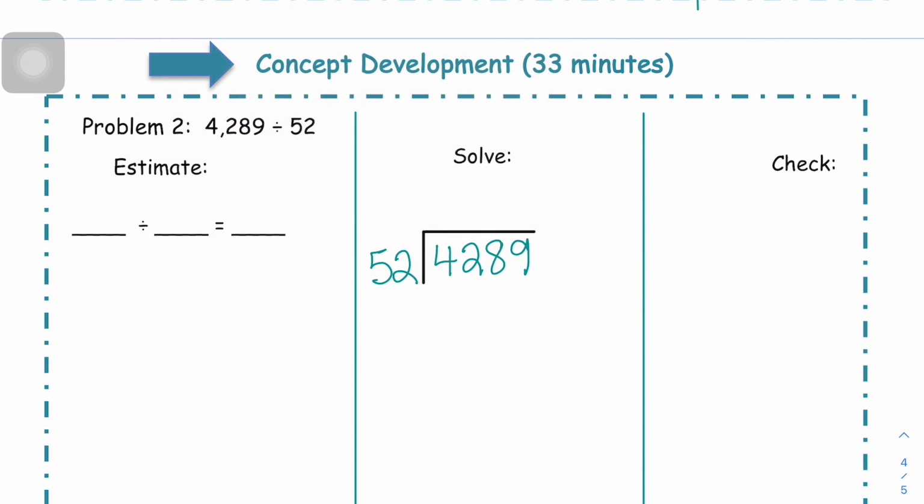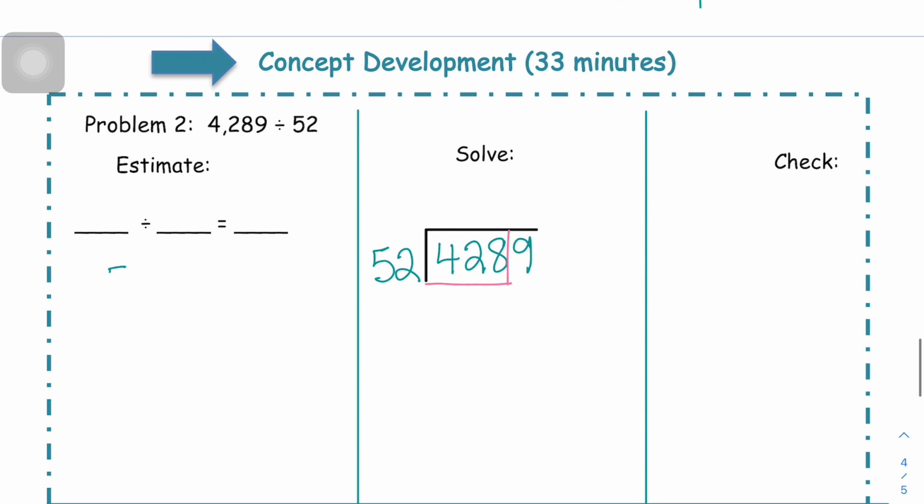So I'm looking at this, and I notice that 52 won't go into 42, so I'm going to have to go all the way over to the 8. So now I'm going to think of 50. How many times would 50 go into 400? Well, how many times would 5 go into 40? 8. So do you want to try an 8? Okay, so 52 times 8. Go ahead and solve that.